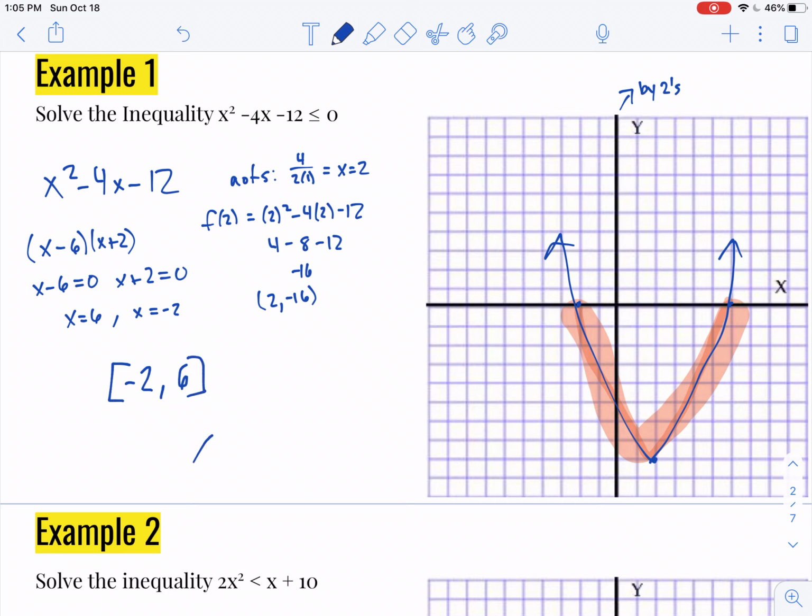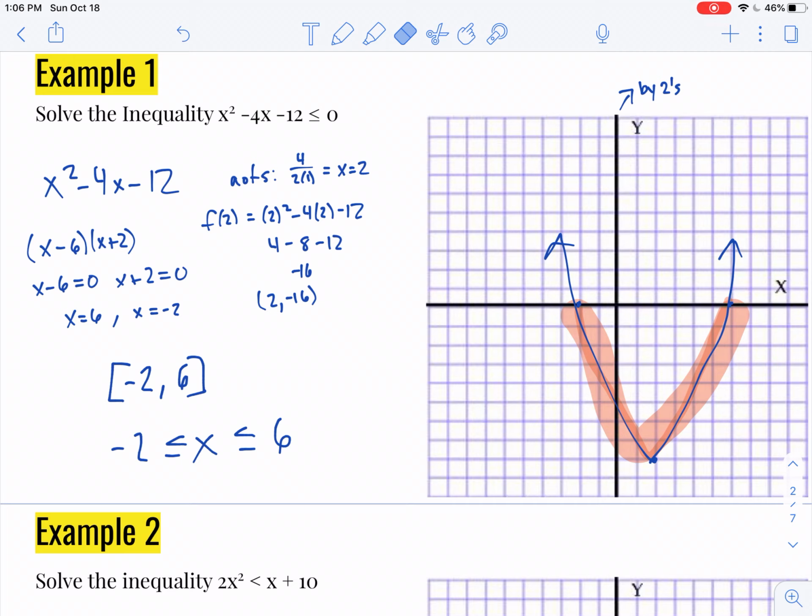I could say it like this. I could also say it like this. X is greater than negative 2. X is less than or equal to 6. Both of those are correct answers. Either one is the correct answer there. You're just telling me that it's between negative 2 and 6, in some way, shape, or form.